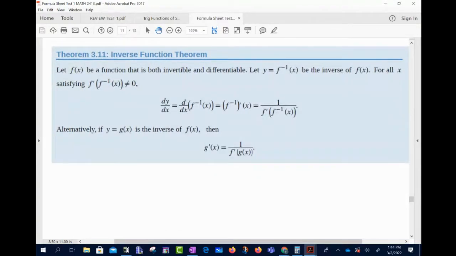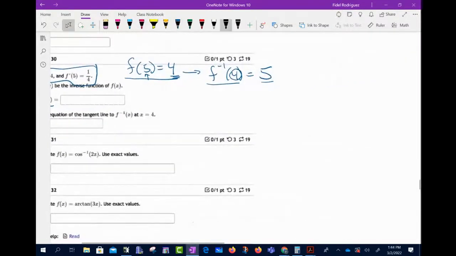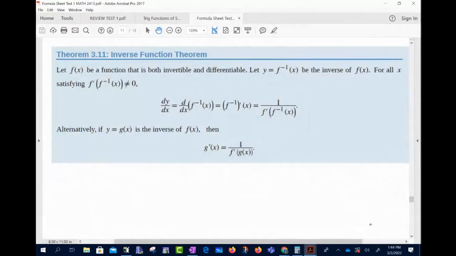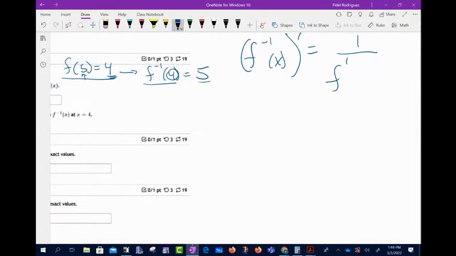Okay, so look what it says. If I'm taking the derivative of f inverse of x, the derivative of f inverse of x is 1 over the derivative of f at f inverse of x, okay? So I'm going to basically copy this part down right here. Let me come back to my problem. Let me write this over here on the side. So when I have f inverse of x and we're taking the derivative of that, that's going to be equal to 1 over f prime of f inverse of x. Okay.